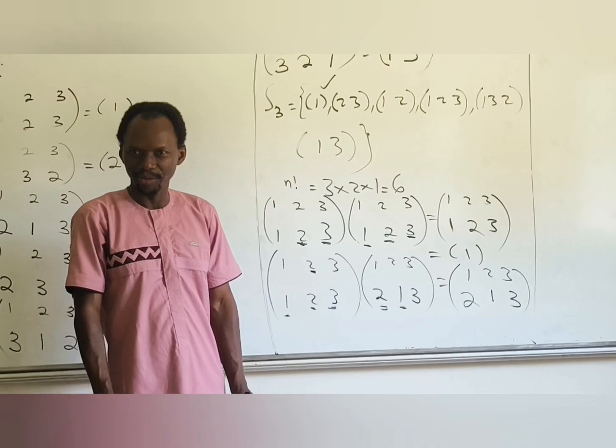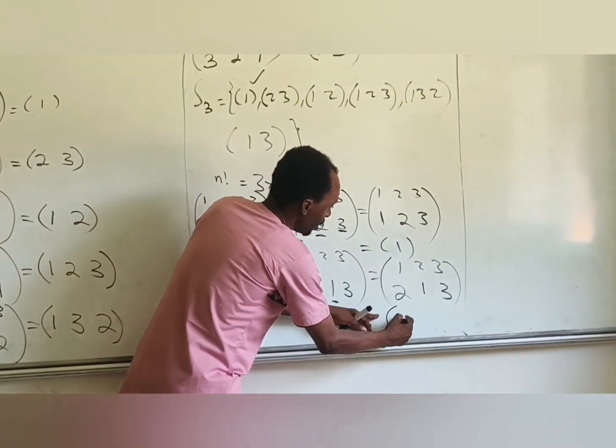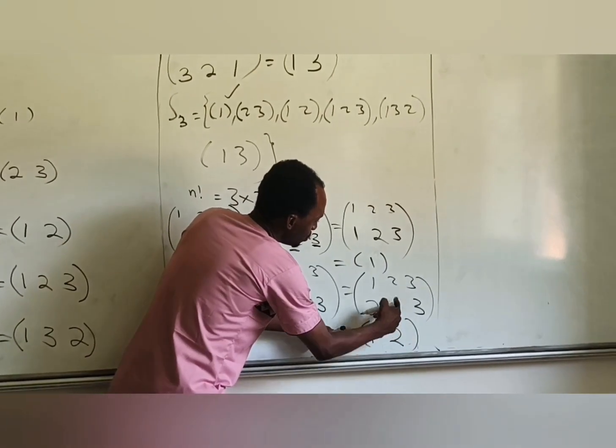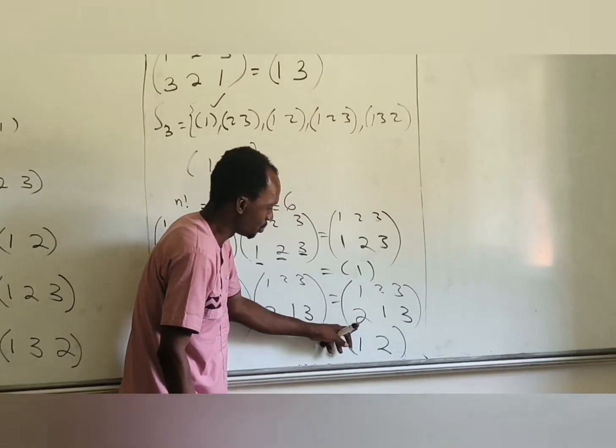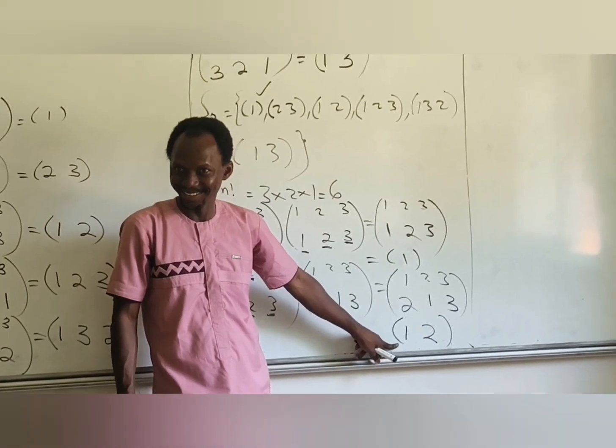That's how we multiply permutations. So now, what's the cycle for this? 1 is to 2. 2 is to 1. Can you see? 1 is to 2. 2 is to 1. Close.